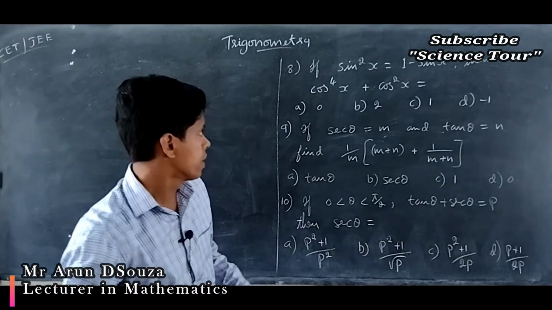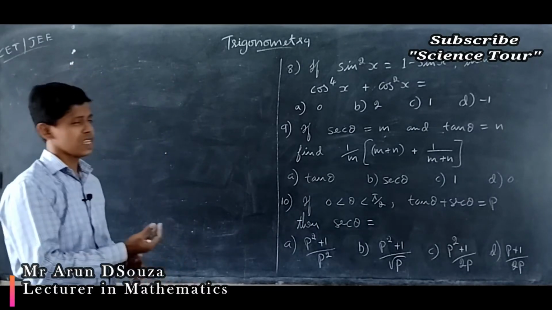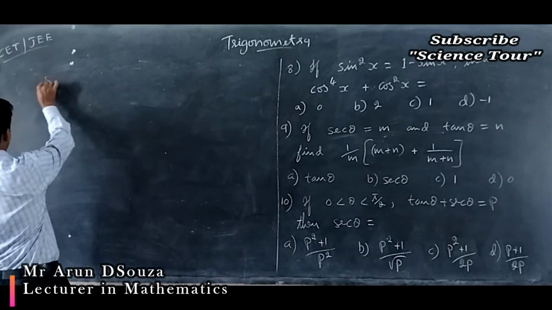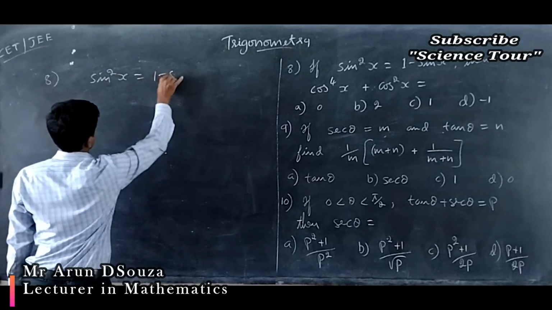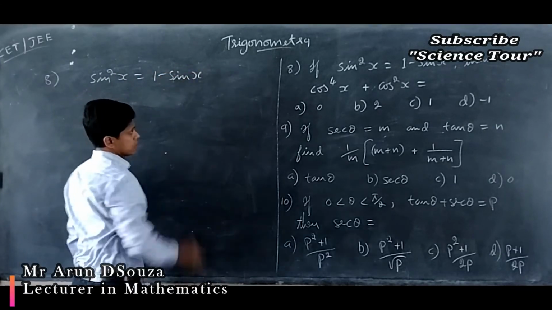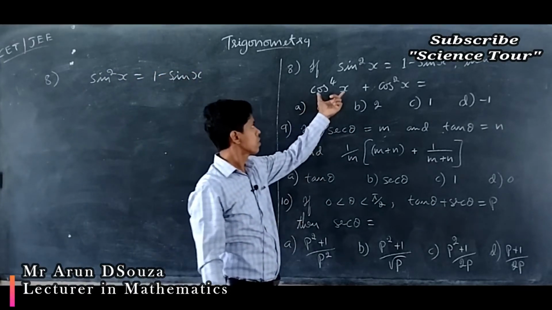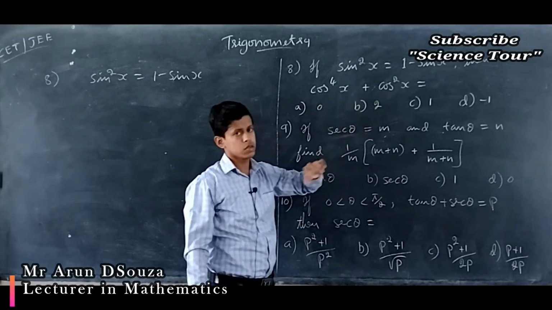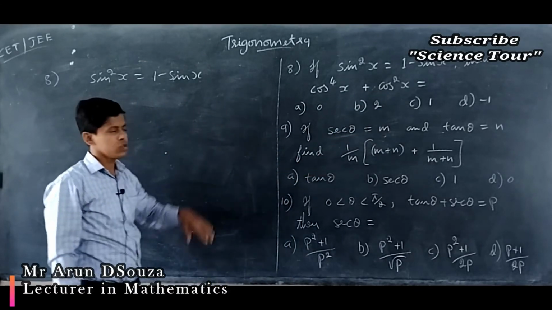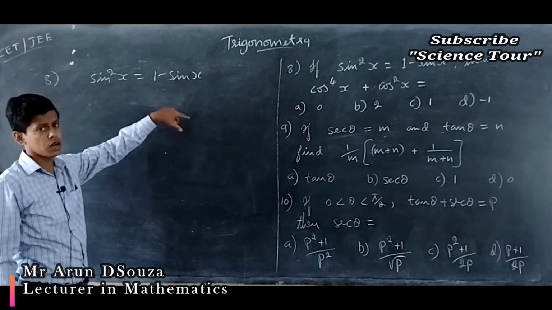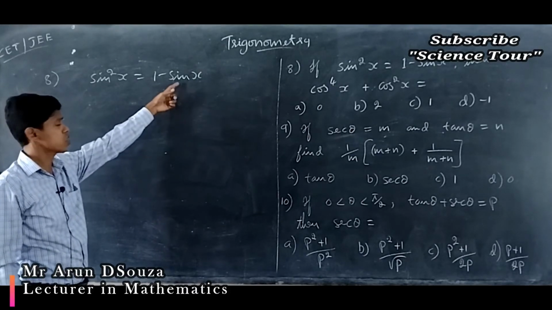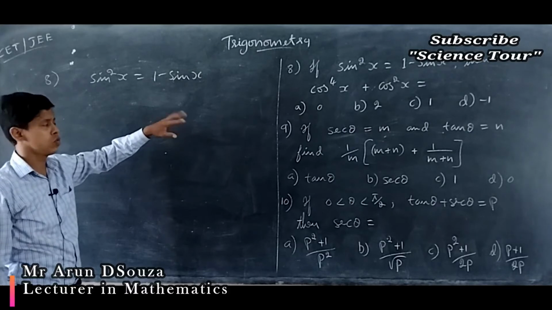Sine square x is equal to 1 minus sine x. Look at this. One minus sine x, is it not? What we need is cos to the power 4 and cos square, correct? So we need both in terms of cos. So we have to convert. But sin x is difficult to convert to cos. But if it is squared, then we can. So what am I doing here?